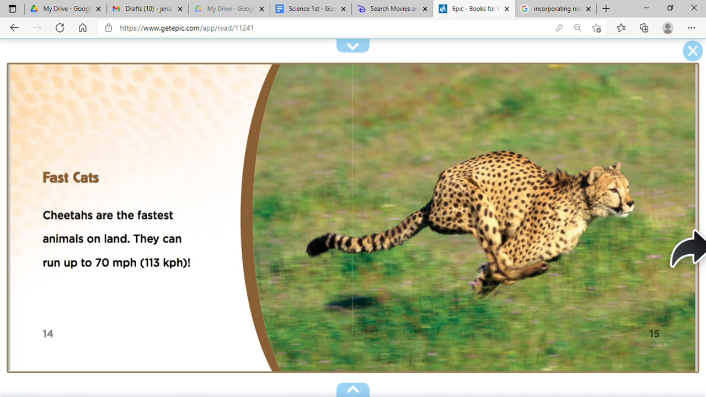Did the next page say that they can hunt in the night? That they hunt during the day, and that other cats hunt during the night. Okay. If you want to find something else, we can.